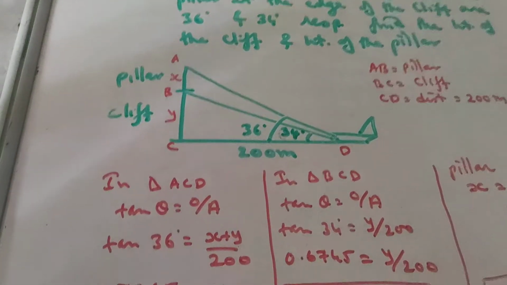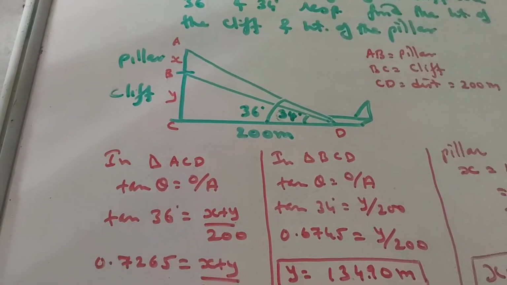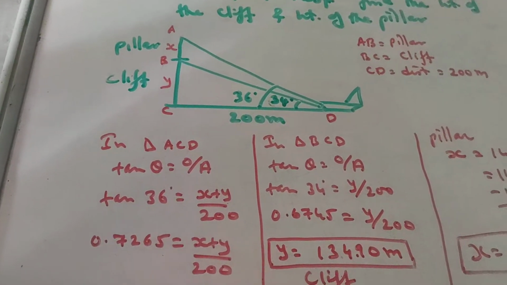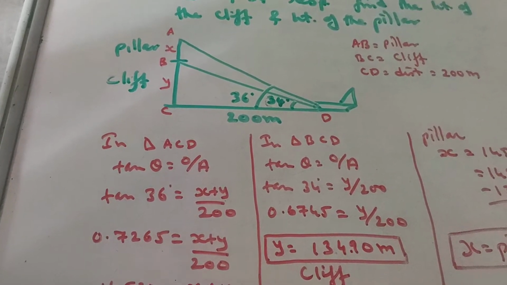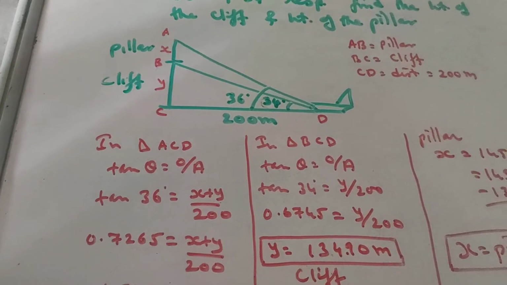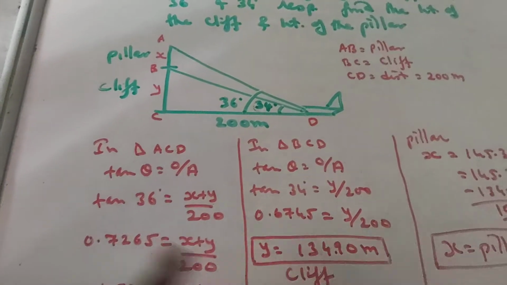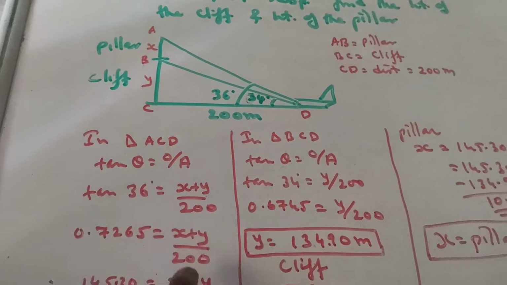So here we get two triangles, triangle ACD and triangle BCD. In triangle ACD, tan theta is equal to opposite upon adjacent, that is tan 36 is equal to x plus y upon 200. Now if you see the log table or natural tangents in the log book, at the back of the book there is a table given, and if you find out the tan 36, you will get 0.7265 is equal to x plus y upon 200.